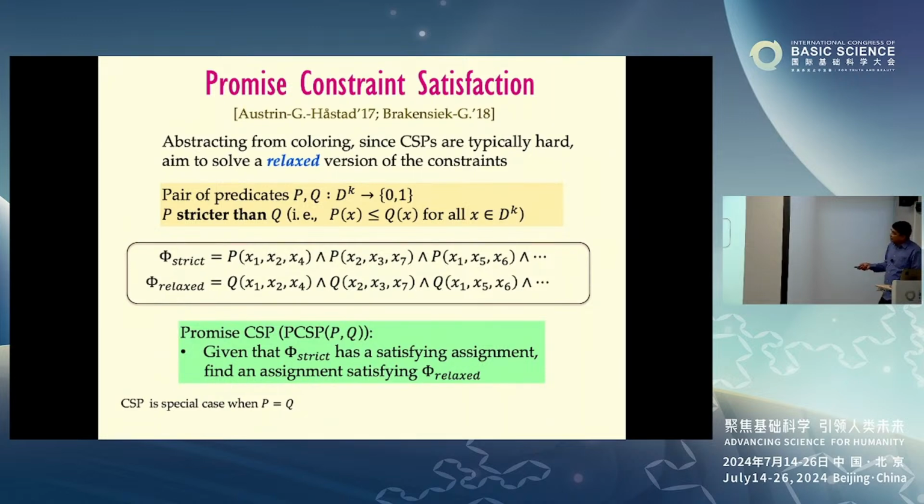But I'll tell you, hey, can you solve it at least? I can give you a graph promised to be 3 colorable, and ask you to find 6 colors. This framework is a generalization. If you don't understand how I can promise it, I'll give you an instance that is strictly satisfiable, and you answer that.